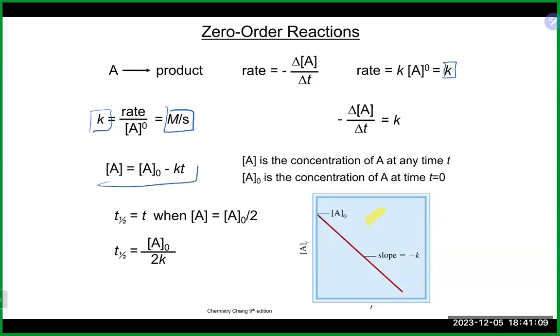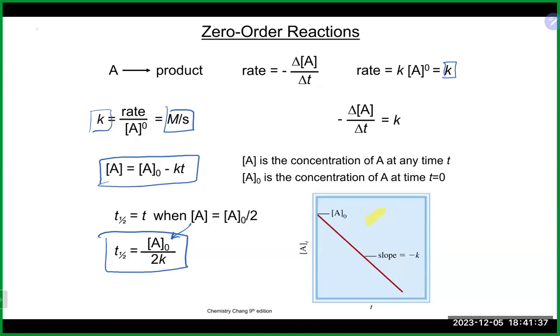It also has an integrated rate law, which looks just like the first order, except there's no natural log. So it's just the concentration. The final concentration is equal to the initial concentration minus kt. It also has a half-life equation, which is the initial concentration divided by 2k. And much like our second order, our zero order is also affected by the initial concentration. Only first order is independent of the initial concentration.